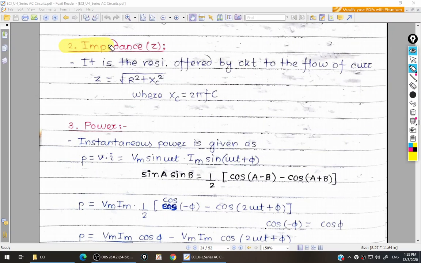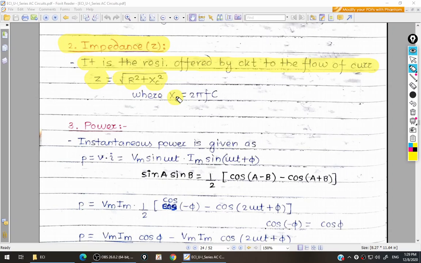So friends, our next parameter is impedance. We know what impedance is: it is the opposition to the flow of current by the R and C components. So it is the resistance offered by the circuit to the flow of current, and we have already seen that Z is the phasor sum of resistance and reactance. If we combine resistance and reactance, we get impedance. Resistance and reactance both are measured in ohm, so impedance is also measured in ohm.